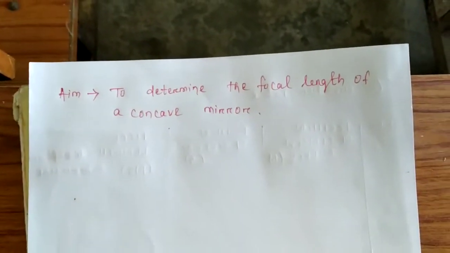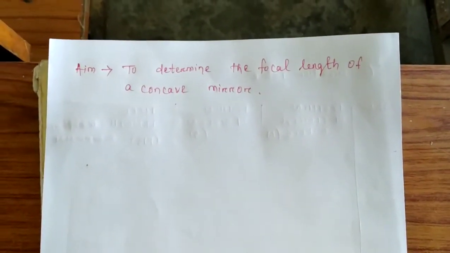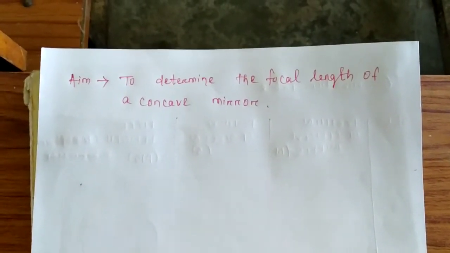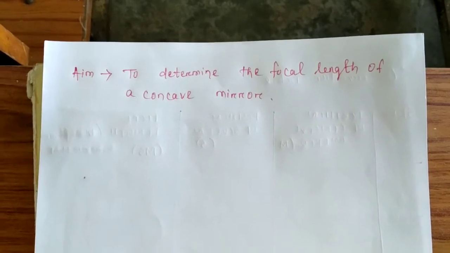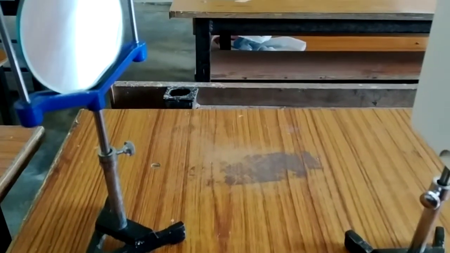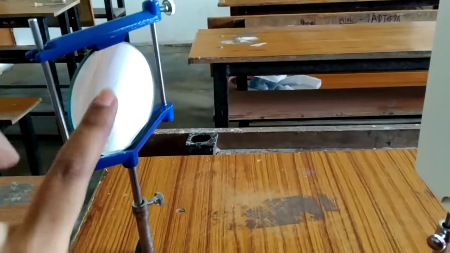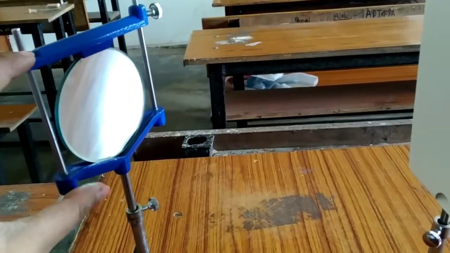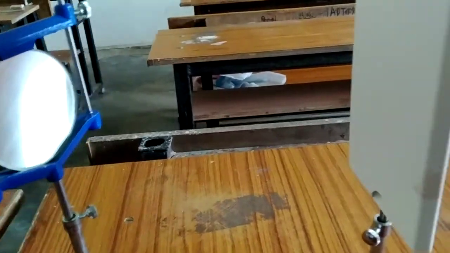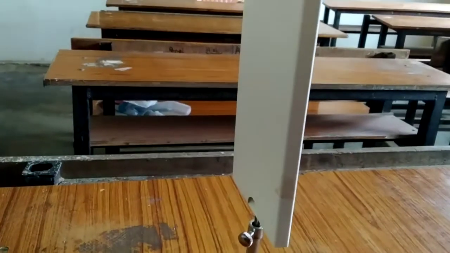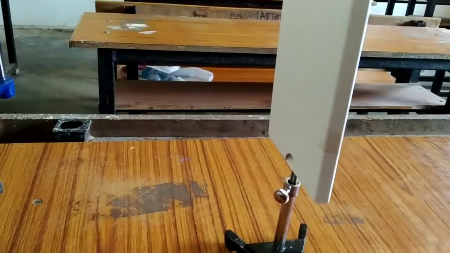Hello students, today we are going to do an experiment of chapter light. Our aim of the experiment is to determine the focal length of a concave mirror. So for our experiment we need the materials, which are a concave mirror, a mirror stand, a screen, and of course a distant object.